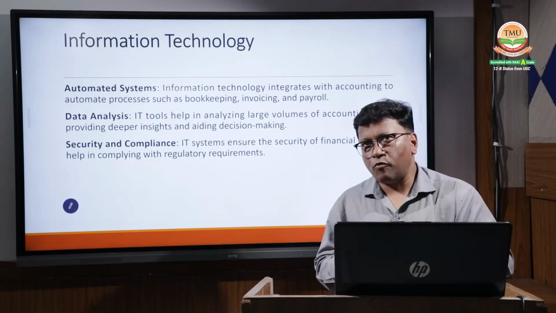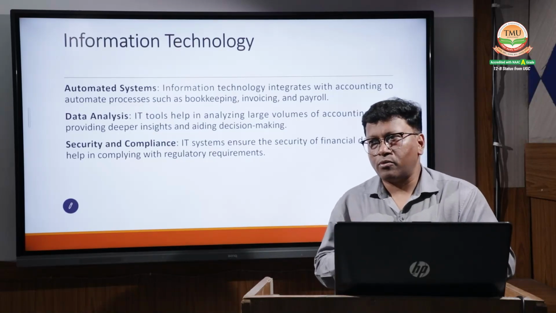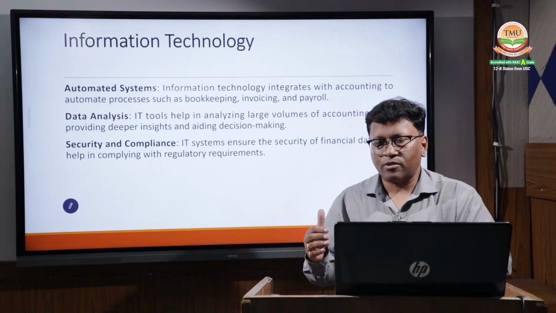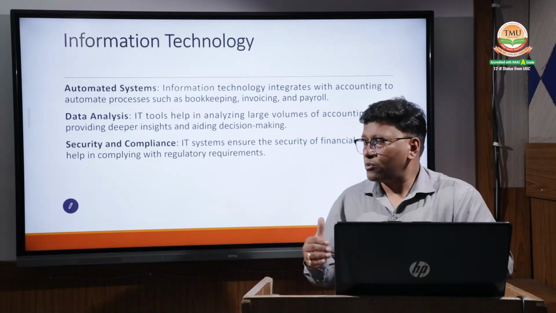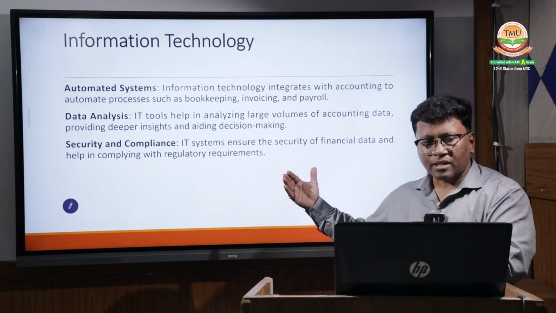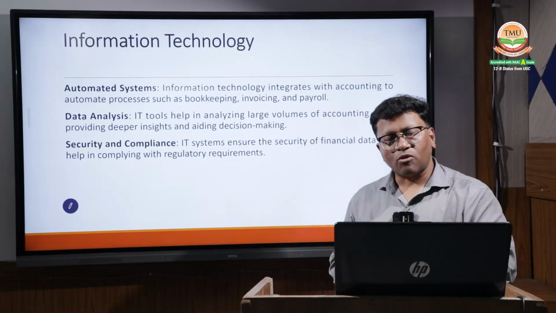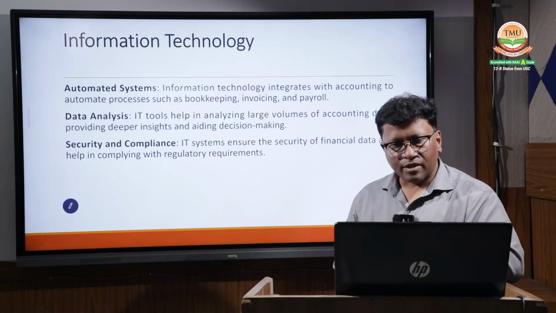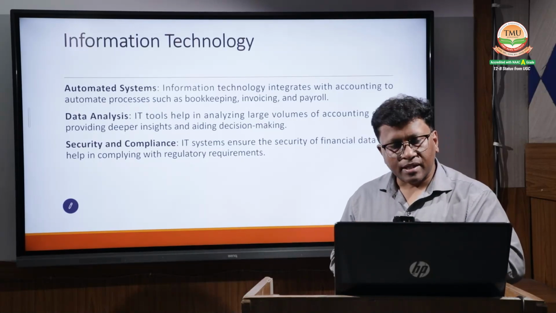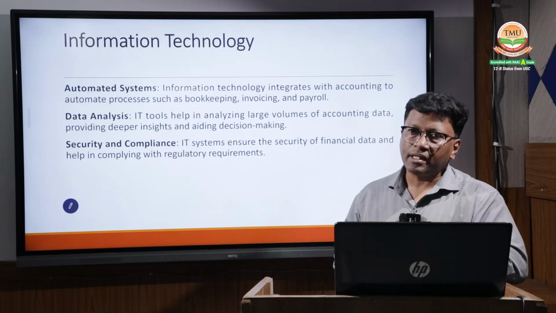So if you want to save your data, if you want to secure your data, if you want your data to be intact, then you must use these technologies. Security is always required, and compliance is always required, right? So IT systems ensure the security of financial data and help in complying with regulatory requirements.